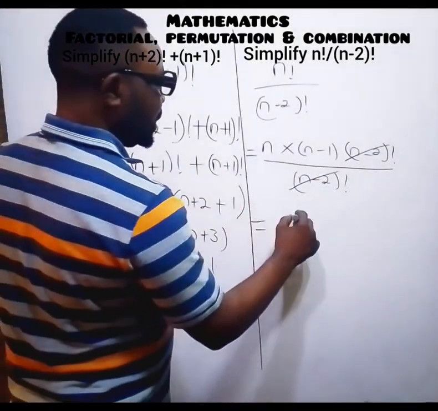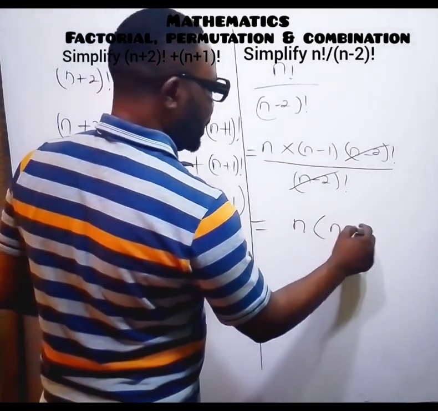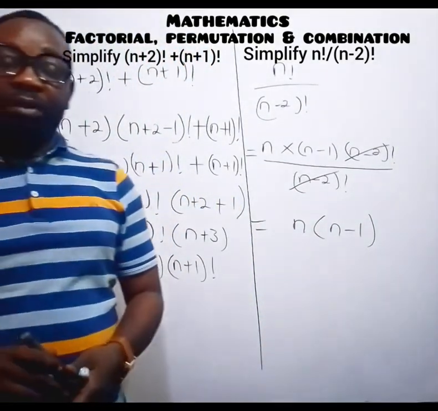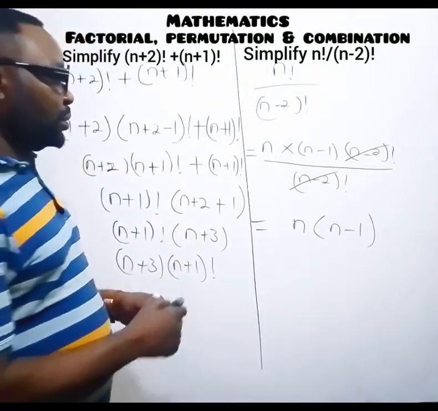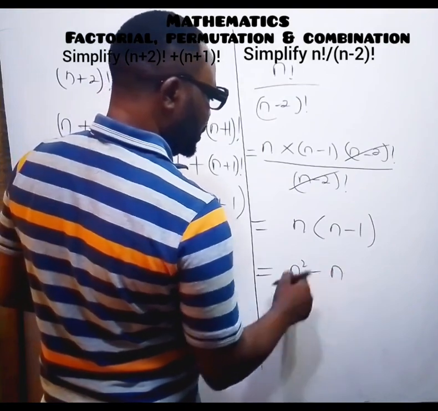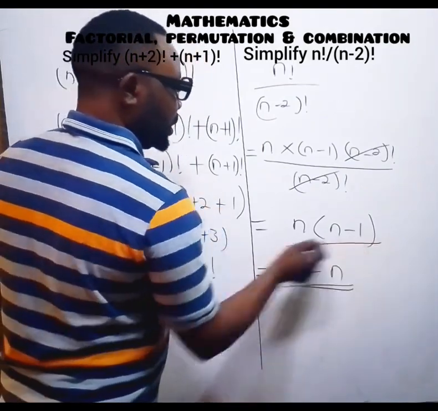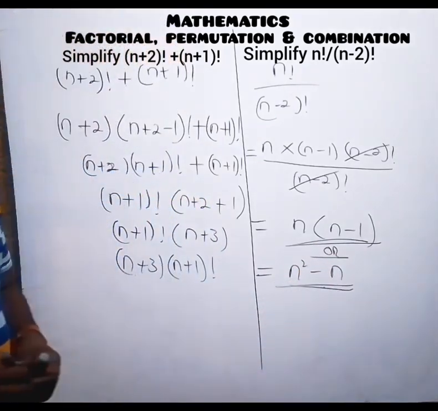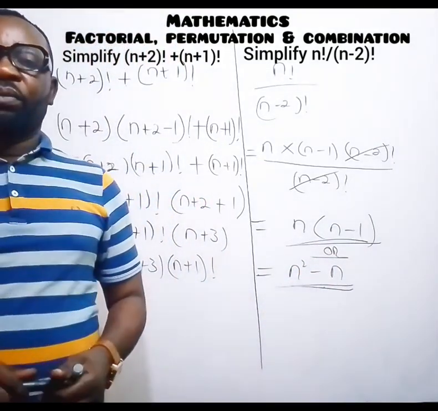So the answer is now n into bracket n minus 1. If you are asked to simplify it further, it can as well become n squared minus n. So this can be an answer, or this can as well be the answer to this expression.